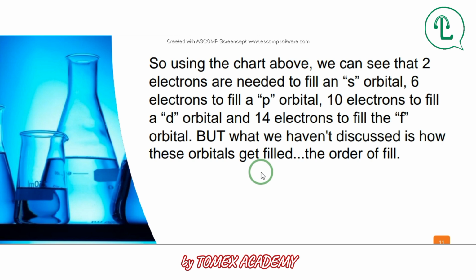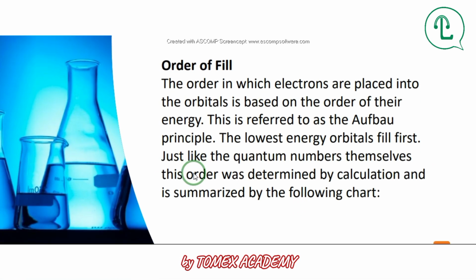So using the chart above, we can see that 2 electrons are needed to fill an s orbital, which means an s orbital can contain a maximum of 2 electrons. A p orbital can contain a maximum of 6 electrons. 10 electrons to fill a d orbital and 14 electrons to fill the f orbital. But what we are going to discuss is how these orbitals get filled, the order of fill, and this is very important. So let's talk about order of fill.